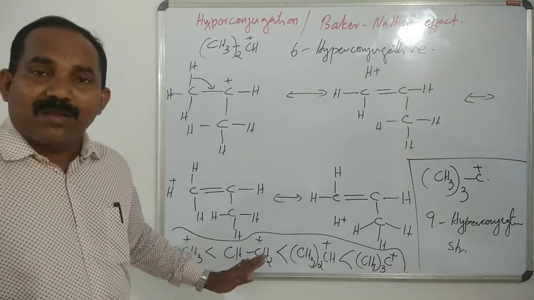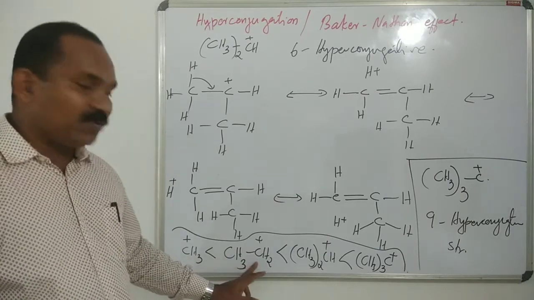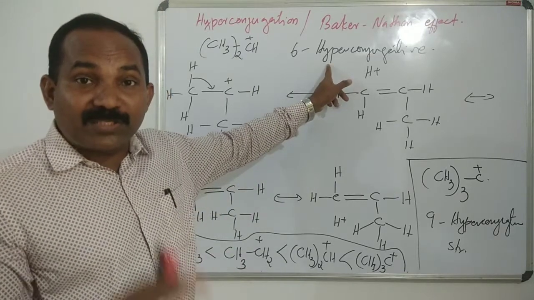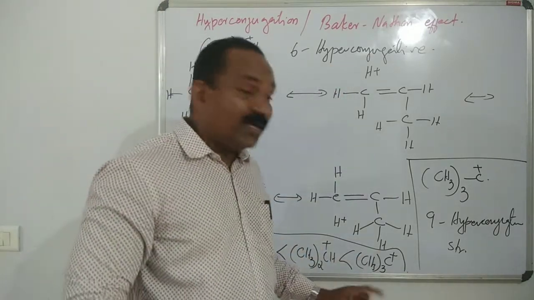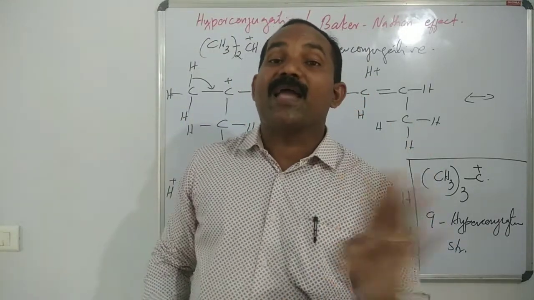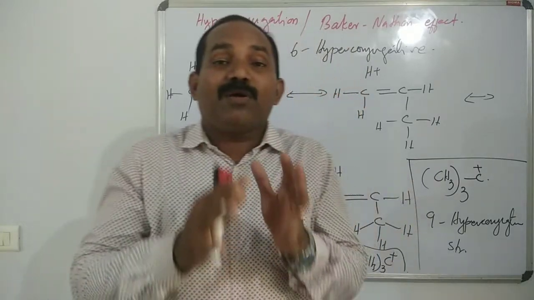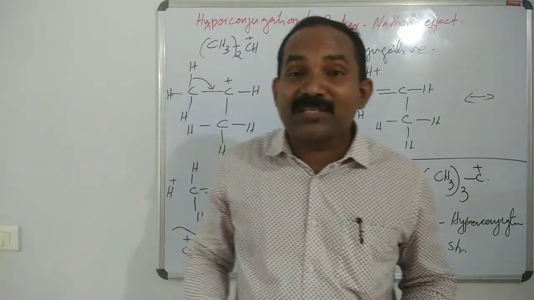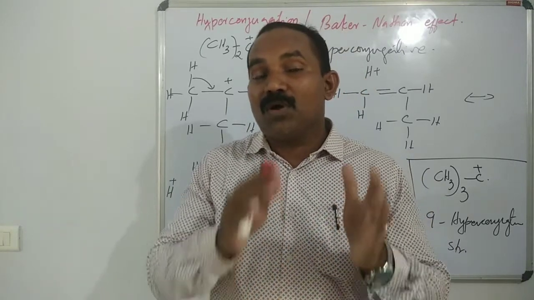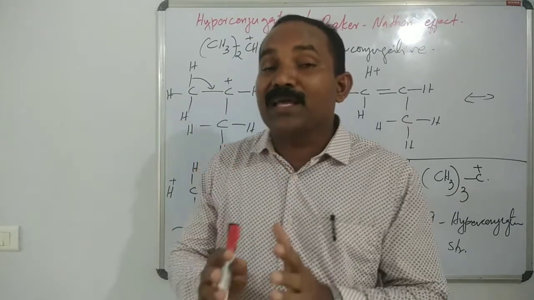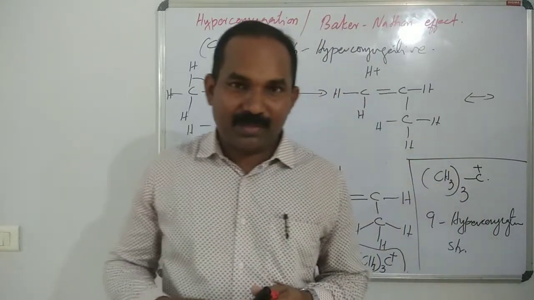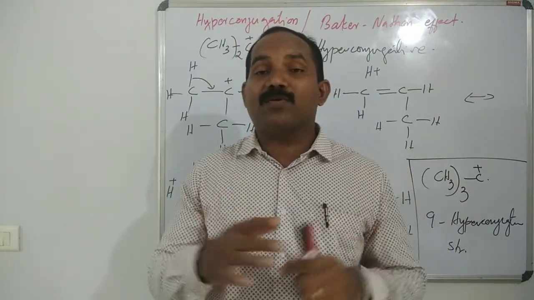Just now we drew the 3 hyperconjugative structures. This one contains 6 hyperconjugative structures. The possibility is 6 hyperconjugative structures. And tertiary butyl carbocation has 9 hyperconjugative structures. So the number of hyperconjugative structures increases the stability of the unsaturated system, or the alkyl group which is attached to the benzene. Okay, so very important thing, hyperconjugation.